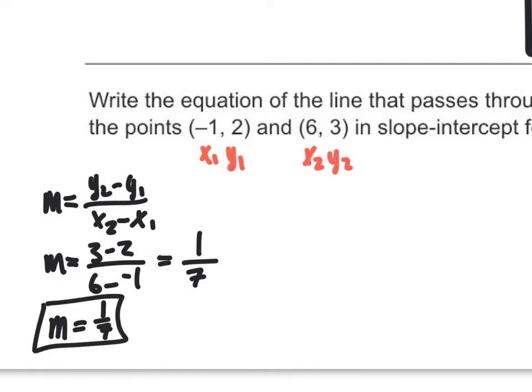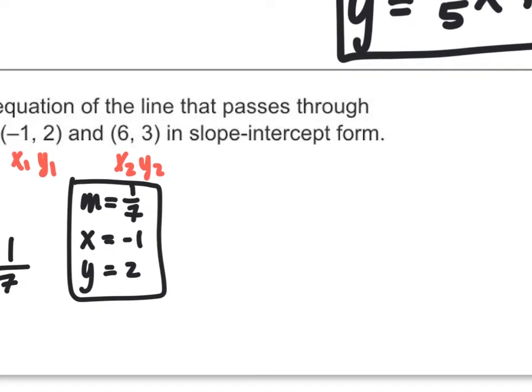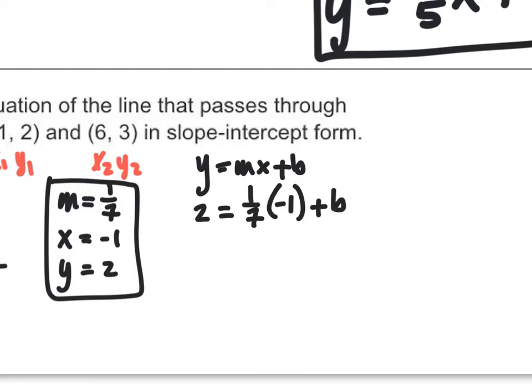Let's go ahead and use the x value of negative 1 and a y value of 2. So then let's plug that into y equals mx plus b. The y value is 2, my slope is 1/7, the x value is negative 1, and then add b. So I'm just plugging in my values, 2 for y, 1/7 for m, and negative 1 for x.